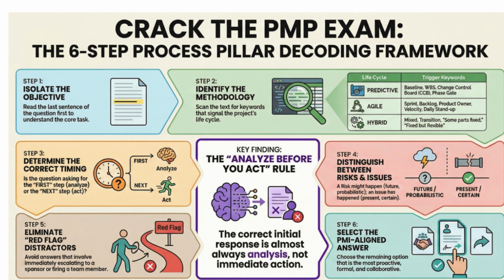So let's lay out the anchor systems. What are the dead giveaways that we're in a predictive linear logic situation? You're looking for keywords that scream upfront planning and formal control. These are your administrative anchors. Words like WBS, work breakdown structure, baseline, phase gate, milestone chart, change control board, or CCB, and the word approved. If you see any of those, you are locked into a predictive environment.